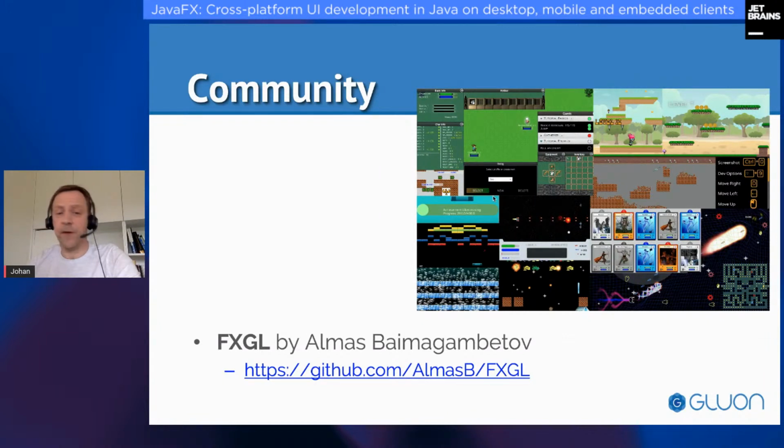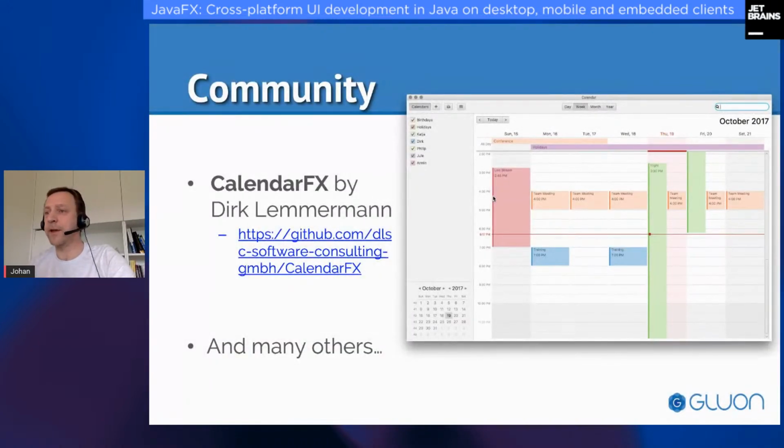FXGL from Almas is a game engine that allows you to create JavaFX applications in Java or Kotlin on top of JavaFX, and it's making lots of progress. It's actually pretty recent, but the development is going very rapid. And I saw some 3D animations with FXGL that were very, very impressive. So if you're in game development, you definitely need to check this link because you will get a head start if you base your game on this library.